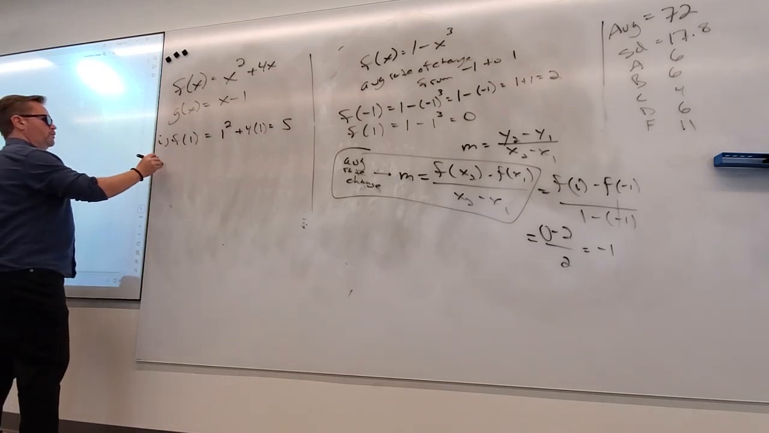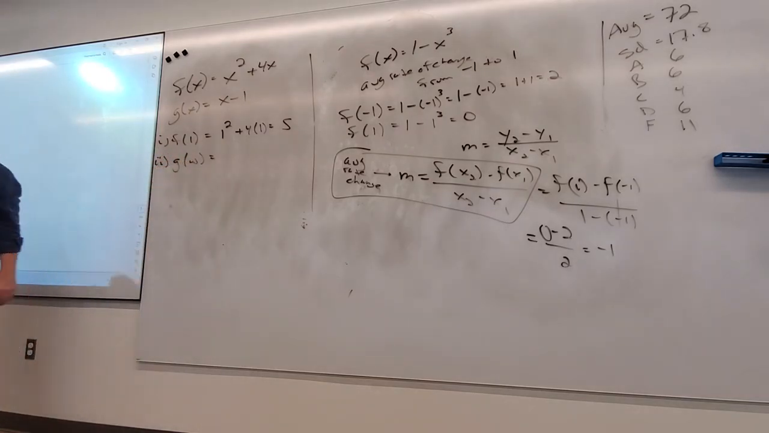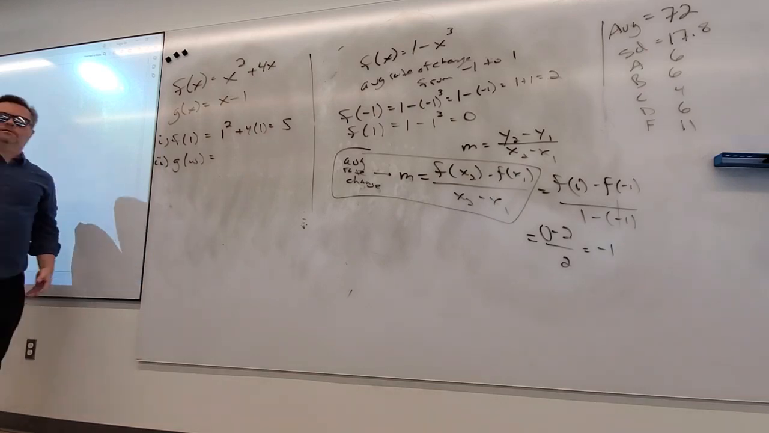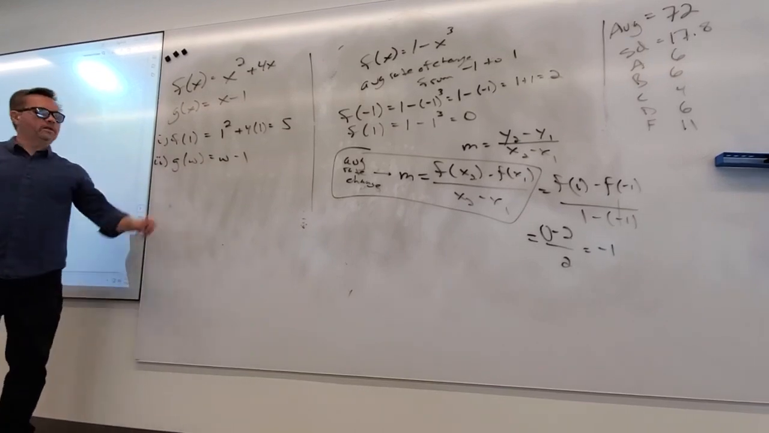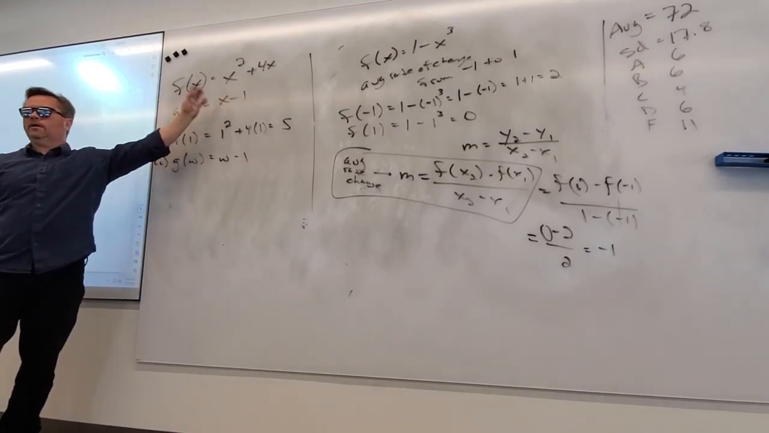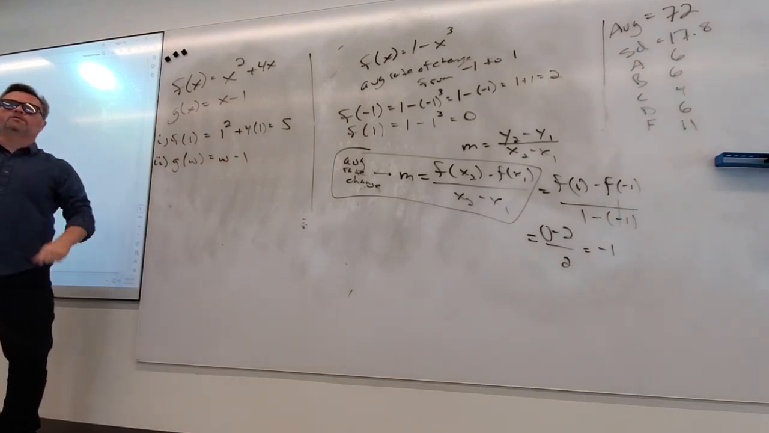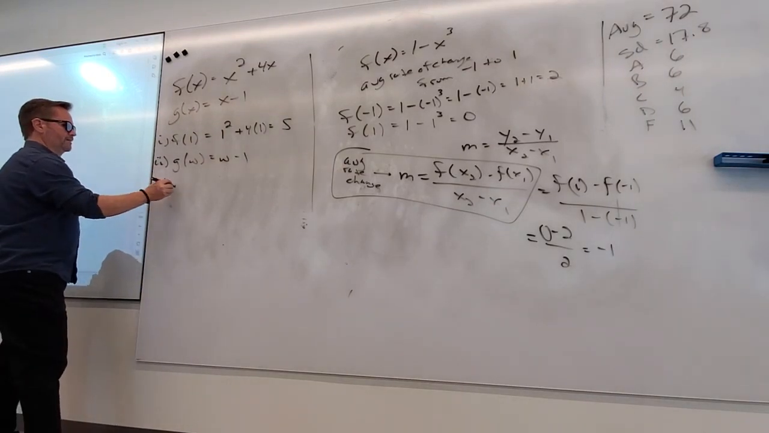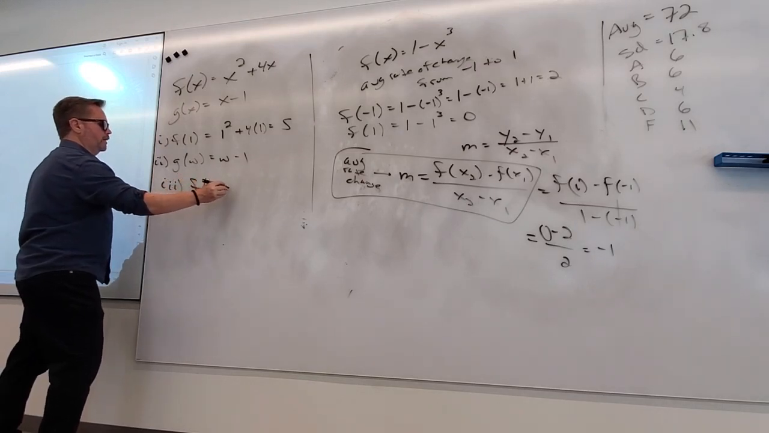So help me out. What would g of w be? W minus 1. Whatever's here, you put it there. That's the basic idea of function notation. So what the hell is this? What do you got, Jeff? F of g of x.